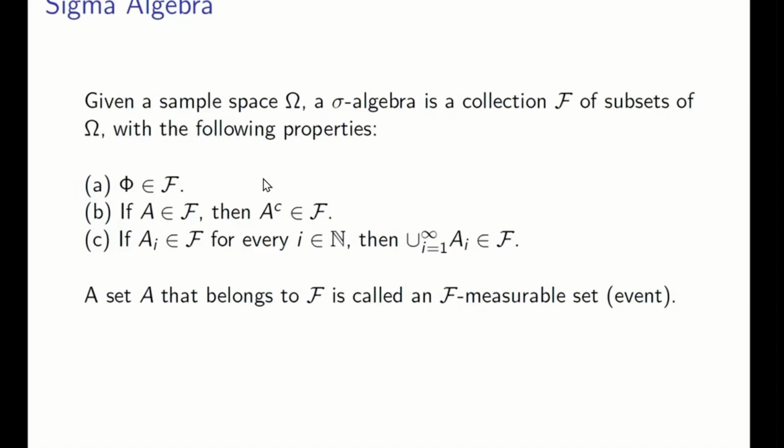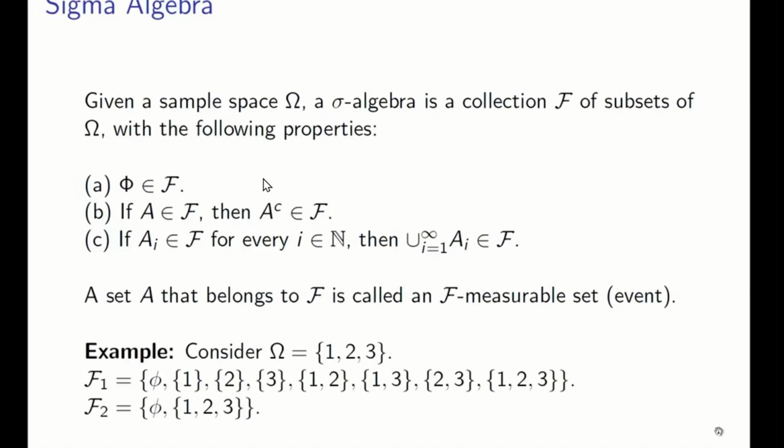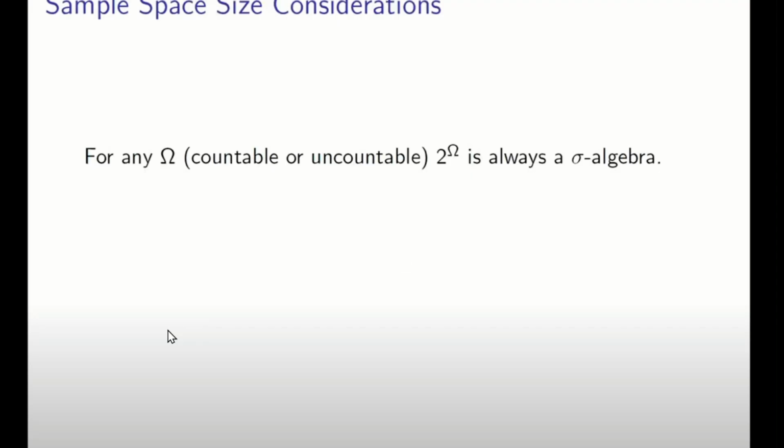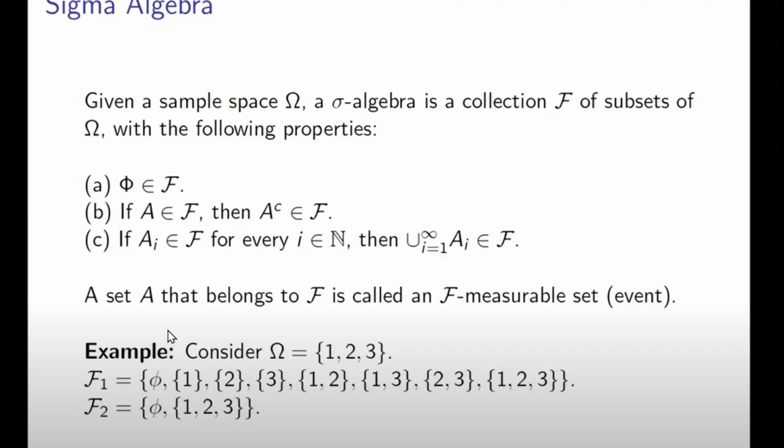If A_i belongs to F for every i belonging to N, the natural numbers, then the union of the A_i also belongs to F. Here we can see the example. Consider omega equal to {1, 2, 3}. F1 is the null set, {1, 2, 3}, {1, 2}, {1, 3}, {2, 3}. And another sigma algebra is the null set and the complete set {1, 2, 3}.